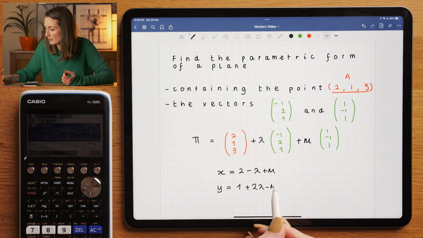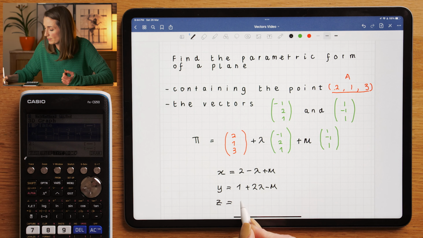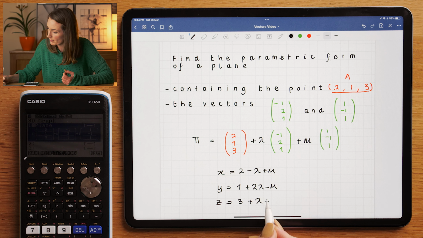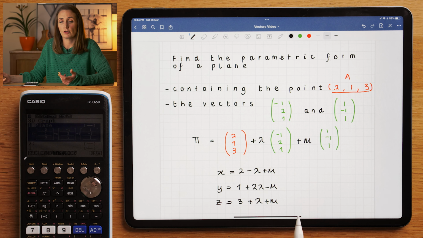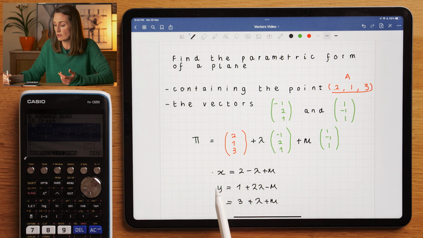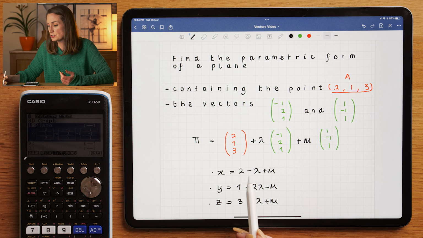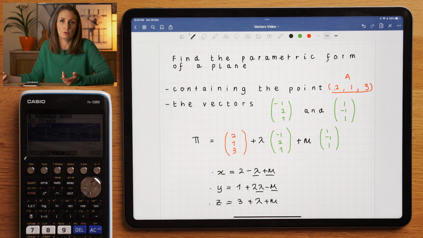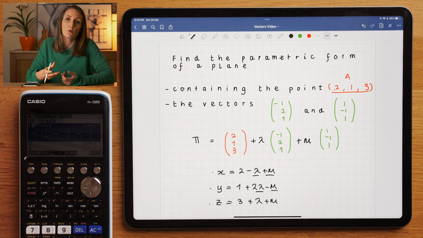An equation for x, which would be 2 minus lambda plus mu, an equation for y, which would be 1 plus 2 lambda minus mu, and an equation for z, which would be 3 plus lambda plus mu. So our parametric equation meant we had three different equations, one for x, one for y, one for z, and each of those equations we've written in terms of the two variables lambda and mu. In our Cartesian form, we're going to have one equation that is written in terms of x, y, and z.